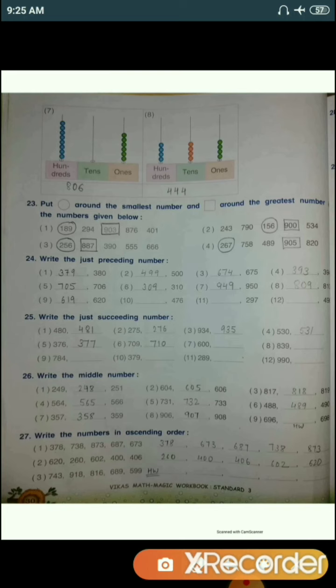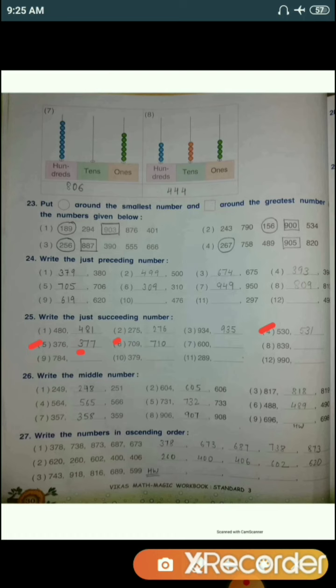So now we are going to write direct answers. The next number of 530 is 531. The next number of 376 is 377.